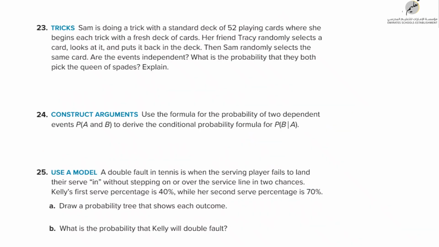Okay, so from this slide, we are going to solve questions 23 and 24. Let me do 24 here. It's a very short question. Use the formula for the probability of two dependent events, probability of A and B, to derive the conditional probability formula.